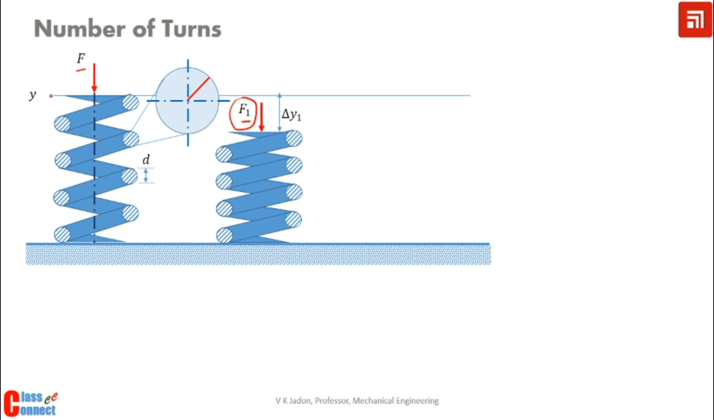At that particular instance we have taken this as reference, and we have taken one fiber starting from the center of this wire cross section as our reference. When this load F is increased to F1, this change in the deflection is delta y1, and this delta y1 is the deflection corresponding to delta F1, where delta F1 is nothing but F1 minus F, that is the change in the load, and this is the change in the deflection.